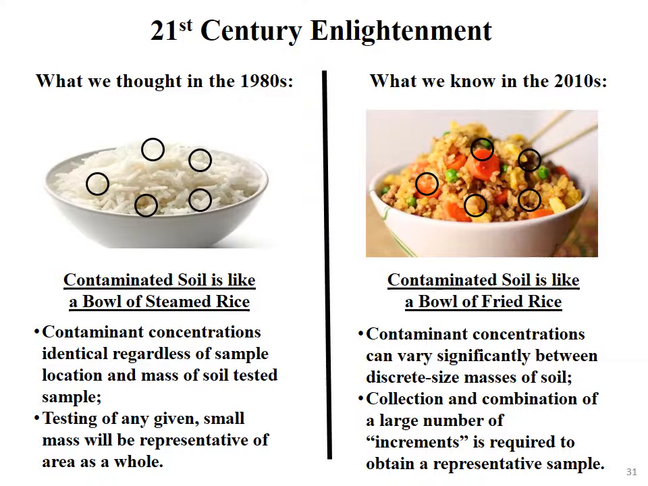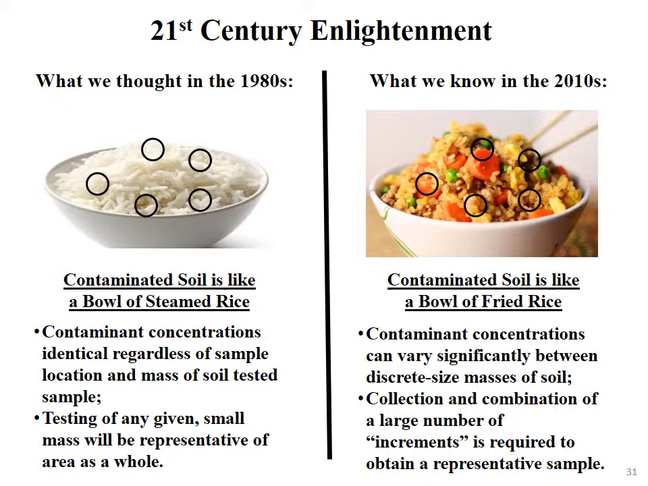So let me summarize that in 21st century enlightenment. What we thought in the 1980s, and I would include myself in this picture, I started working in the early 1990s, is we really thought contaminated soil is like a bowl of steamed rice. That's the way I like to think about it. What this means is you could collect any mass of sample within this bowl of white rice from any place, any mass, and send it to a laboratory. You're going to get the same number no matter where you collect it. So you only need to collect one sample from your targeted area and send it to a lab, and you'll get reliable data, assuming it was uniform.